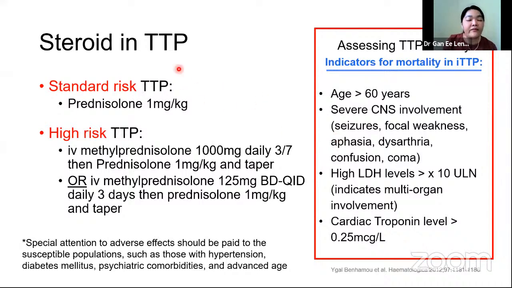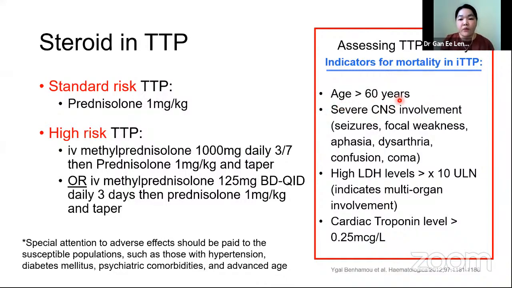I always ask myself about the steroid dose in TTP. If I'm seeing a case of TTP, I will ask myself, is this a standard risk TTP or a high risk TTP? Okay. So we can find a few papers online defining the severity of TTP, in which the indicators for mortality in this group of patients are very high. So they say with the presence of these features, we can say that the patient has high risk TTP.